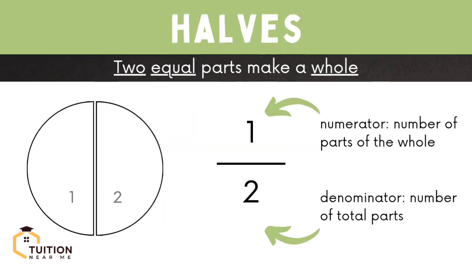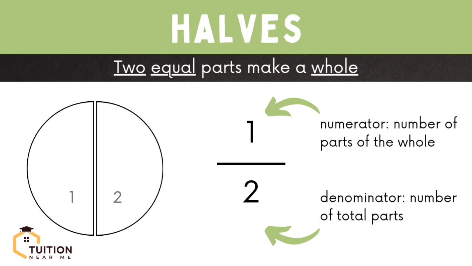Now, let's move on to halves. What exactly are halves? If you cut a piece of object into 2 equal pieces, it means that you are splitting the piece of object into 2 halves. 2 equal parts make a whole. Now, we need to express halves as fractions.